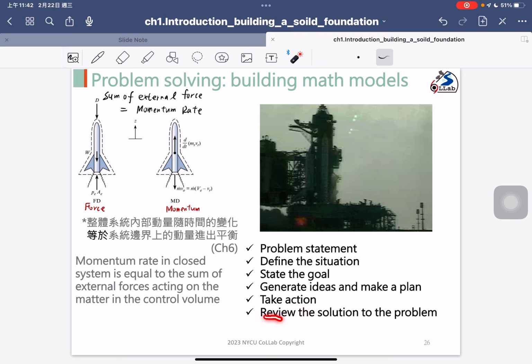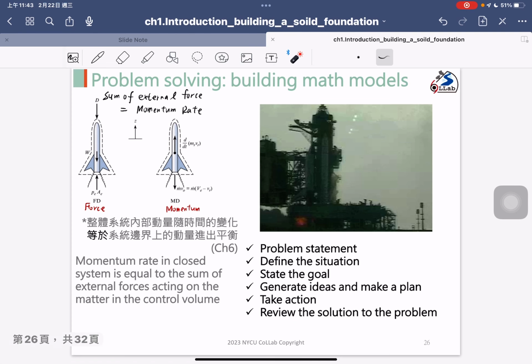So what is the meaning of reviewing the solution to the problem? That's similar to our previous exercise. I calculated the power caused by riding the bicycle, and then I considered how many calories the 养乐多 has, and then I made the balance. Okay, it makes sense in my life. So you should review whether the solution to your problem makes sense or not.